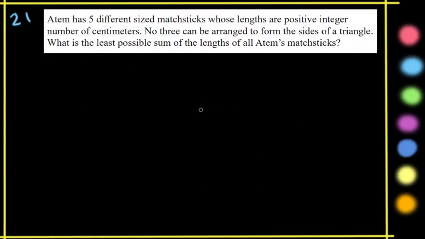This one says Adam has 5 different sized matchsticks whose lengths are positive integer number of centimeters. No 3 can be arranged to form the sides of a triangle. What is the least possible sum of the lengths of all Adam's matchsticks? Okay, so when you say that no 3 can be arranged to form the sides of a triangle, that means if you take the longest side of the triangle, the other 2 sides are going to add up to something that's less than the longest side.